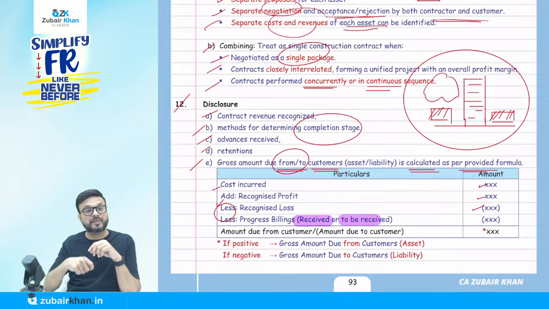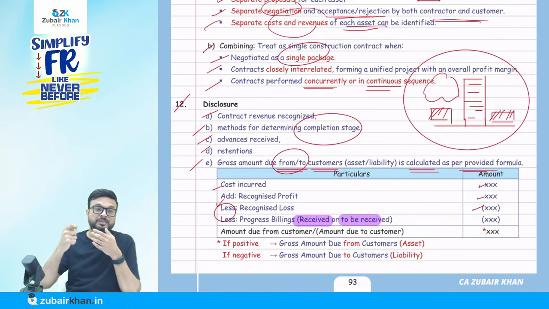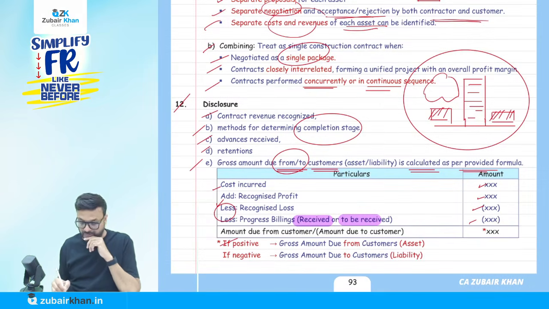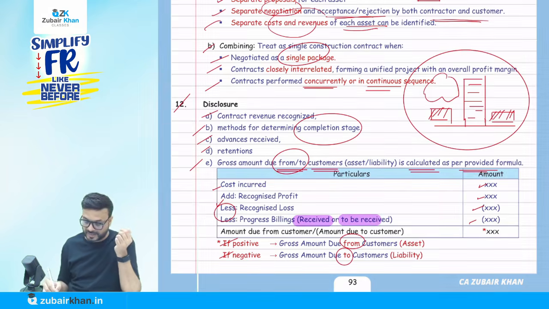Progress billing is important: you have received or are to be received. To be received means we have raised the invoice, but the amount might not yet be received. So progress billing means the amount that we have billed in that year, whether it might be received or to be received. We have to deduct that. If this amount comes positive, it is the gross amount due from customer. If it is negative, it is the gross amount due to customer. That's a liability. First is asset, second is liability.